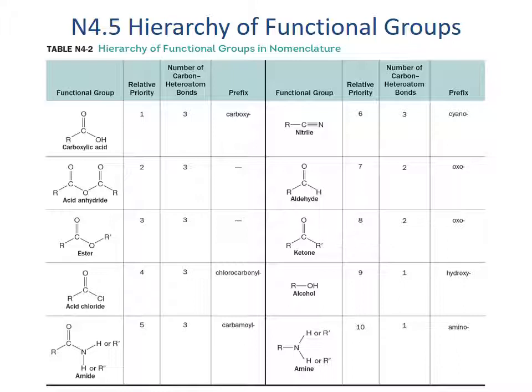Starting then with nitriles at priority 6, we need to recognize the side chain prefix that is used when a higher priority group is named in the suffix. So if we have a carboxylic acid that also has a nitrile, we need to recognize that we're going to name that nitrile as a cyano.